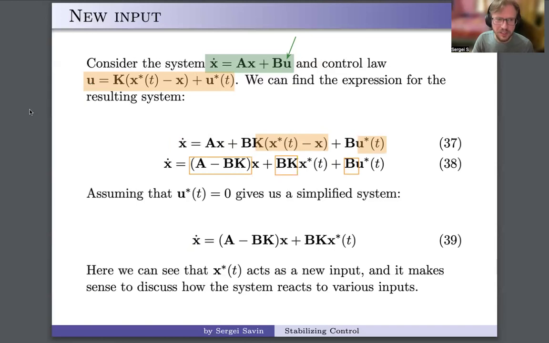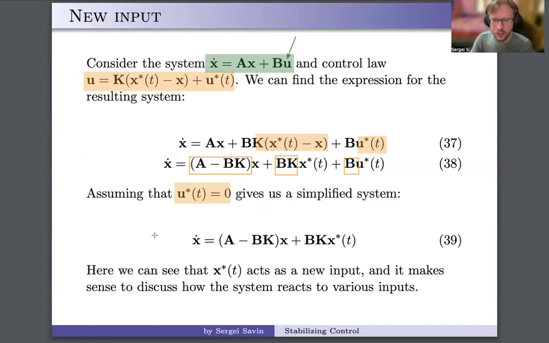Now, for simplicity, let me just assume that u star is equal to 0. I'm just making a huge assumption, just to make a point. Of course, in practice, it's not going to be 0 for almost any reasonable trajectory.